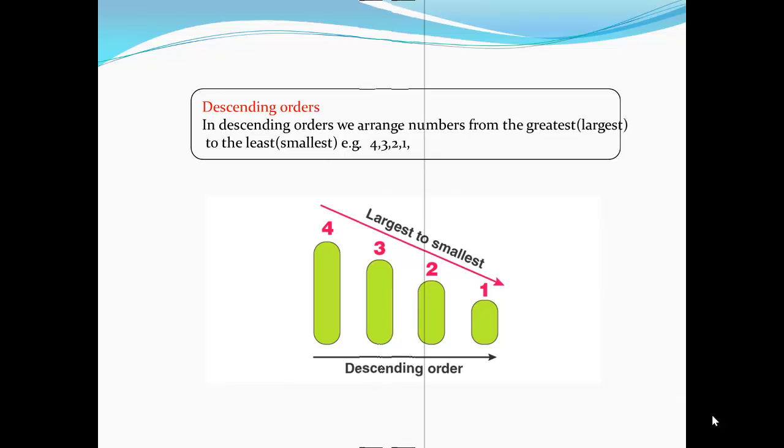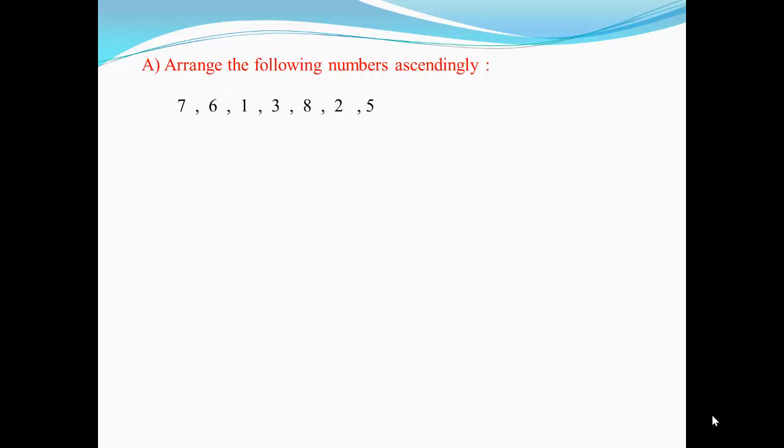Let me practice together with some examples. Here I have numbers, and the order asks me to arrange them ascendingly. Ascendingly looks like ascending. In ascending, I start from the smallest. Let me have a look at the numbers: 7, 6, 1, 3, 8, 2, 5. Which order do I want to arrange them in? I want to arrange them in ascending order.